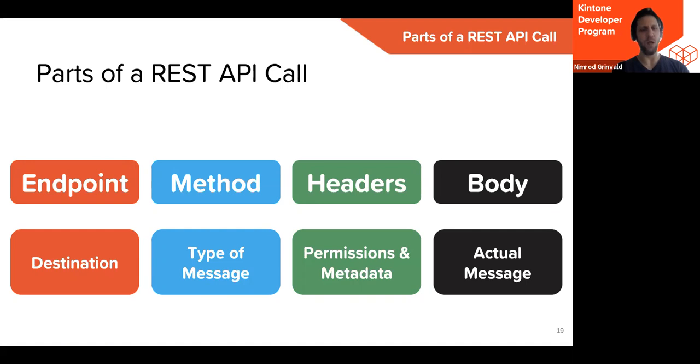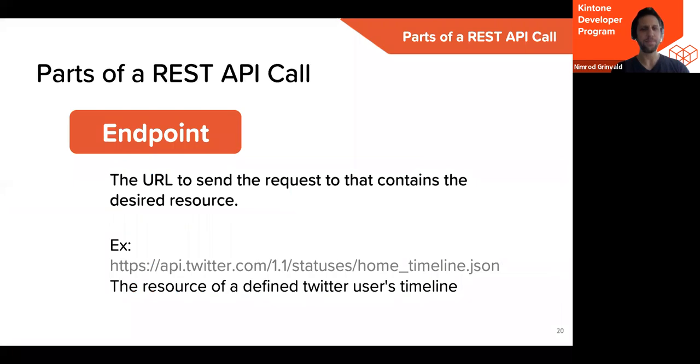Okay. So in English, what we call the destination, in coding language, in text speak, we'll call the endpoint. The type of message in text speak, we'll call the method. Permissions and other metadata, we'll call those headers. And then the actual message, the data, in other words, the content that you're carrying, that's the body. And that's our vocabulary, okay?